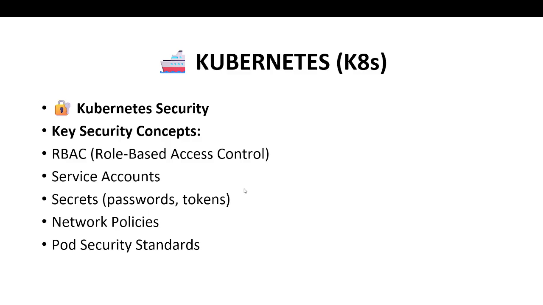Kubernetes security. Key security concepts in Kubernetes. First one is RBAC, role-based access control. By using service accounts also, there is security. And secrets: by using secrets for passwords, tokens and the like, we maintain security. By configuring network policy, we maintain security, and pod security standards. Pods also have some security standards. By doing that, we achieve the key security concepts.